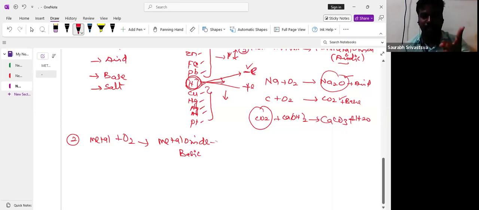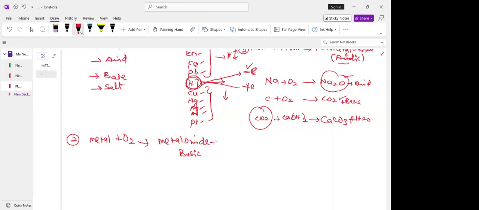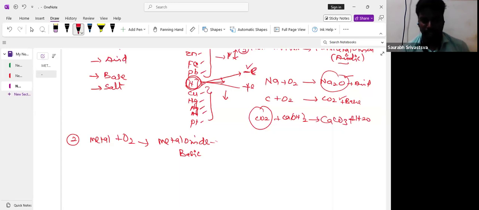Now, if they will ask the question on non-metal, you have to write the direct opposite. What is that opposite? Non-metal plus oxygen, it will give non-metal oxide, and non-metal oxides are acidic in nature. Clear? Non-metal oxide acidic in nature. Okay. So first point over.